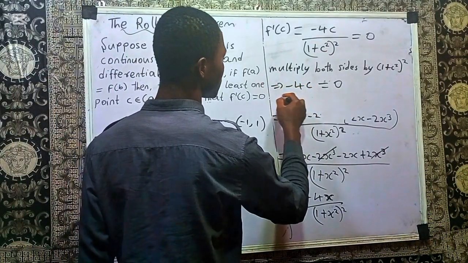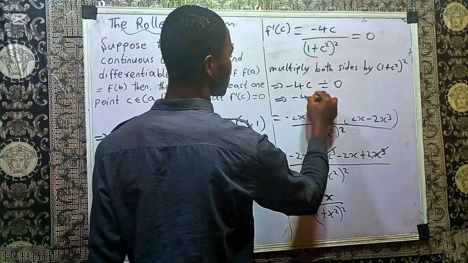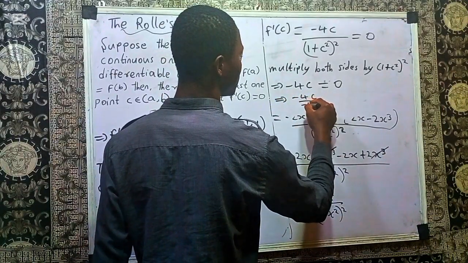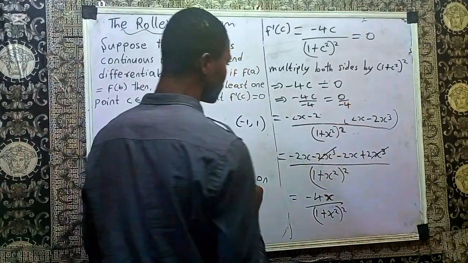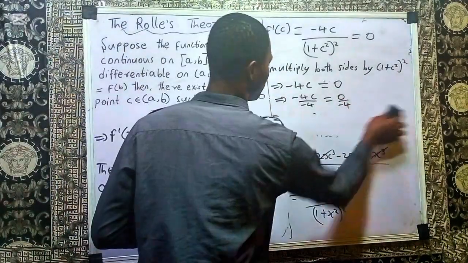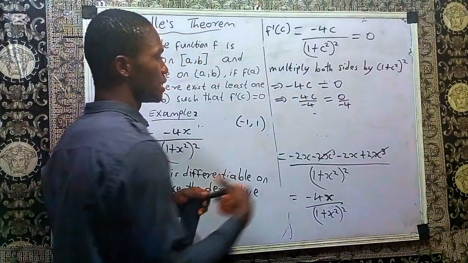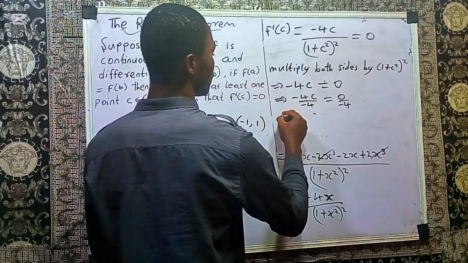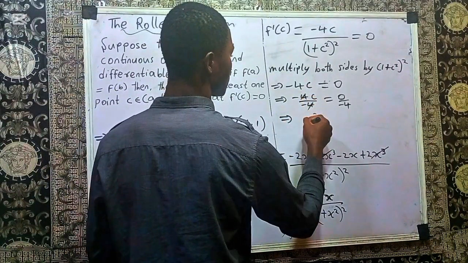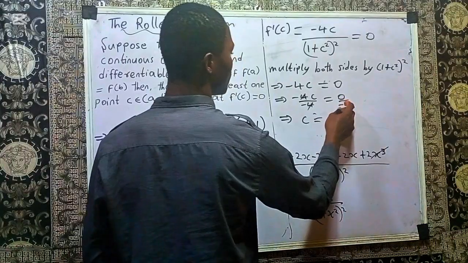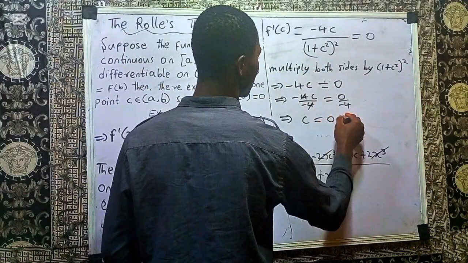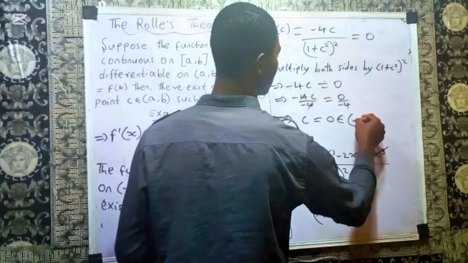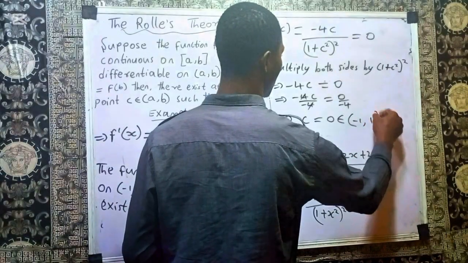The coefficient of c. This implies negative 4c divided by negative 4 is equal to 0 divided by negative 4. So I've divided both sides by this negative 4. So of course, negative 4 gets cancelled. You now have your c. Negative 4 divides 0, you get 0. Of course, 0 is a number between negative 1 and 1.